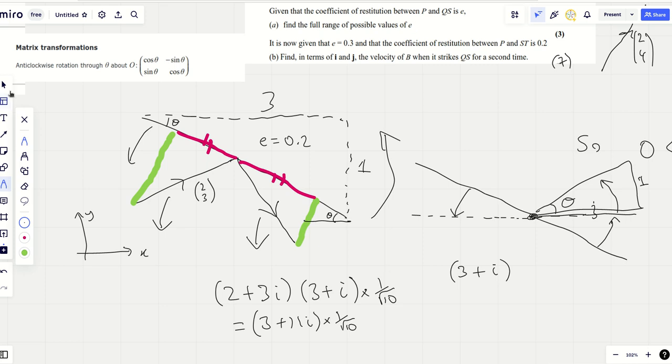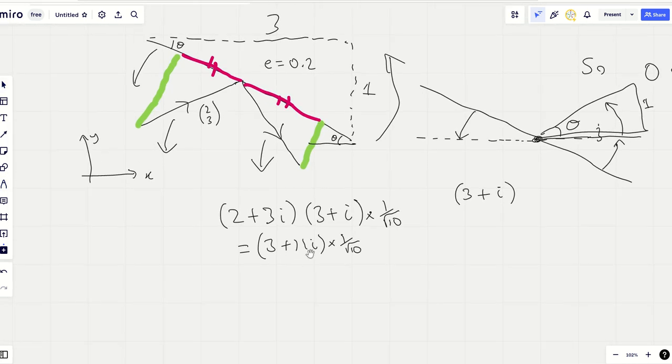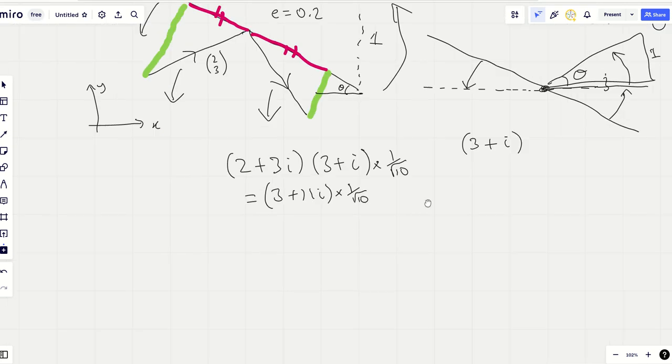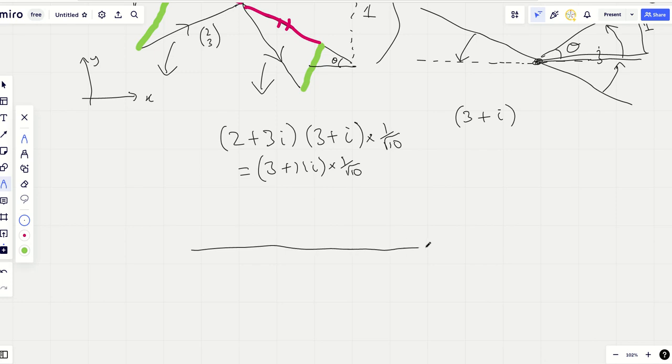Now, only our complex components will be affected by the coefficient of restitution. And that's because when I've rotated it up, I've now turned the problem into this. It's now completely flat, and I've decided that this is my new speed. It's going to be 3, 11, times by 1 over root 10 if you like. And now it's bouncing off, and I know e is 0.2. Well, what does e affect here? Only the y components, yeah? Only the y components.